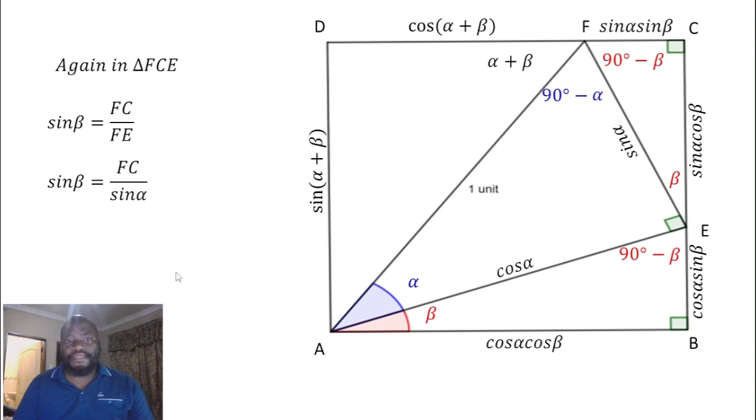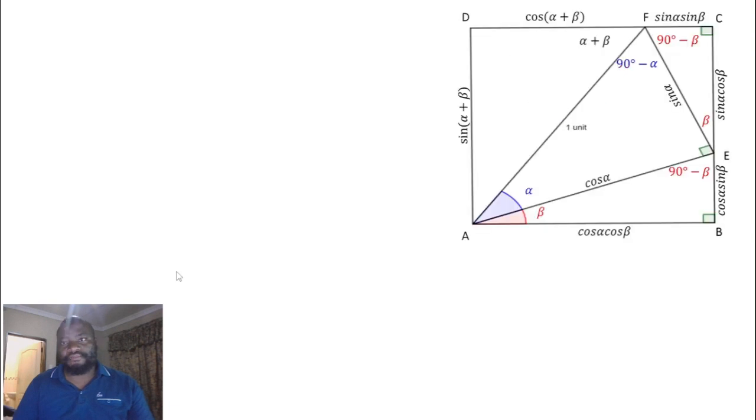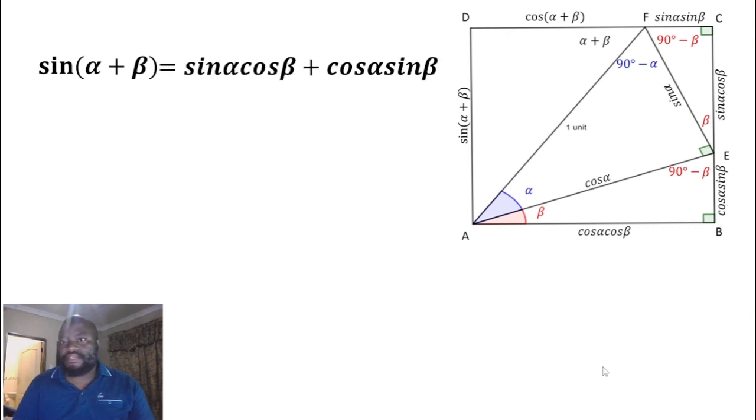Now, what have we accomplished? We've accomplished that this shape ABCD is a rectangle. In a rectangle, opposite sides are equal. So this means we can say sine alpha plus beta, which is this side, is equal to the sum of these two. So sine alpha plus beta is the same as these two added together, which is our first formula.